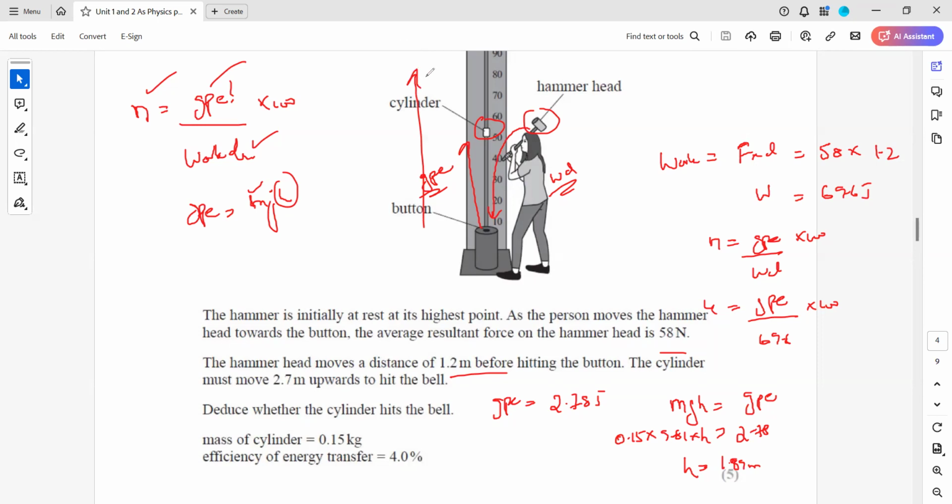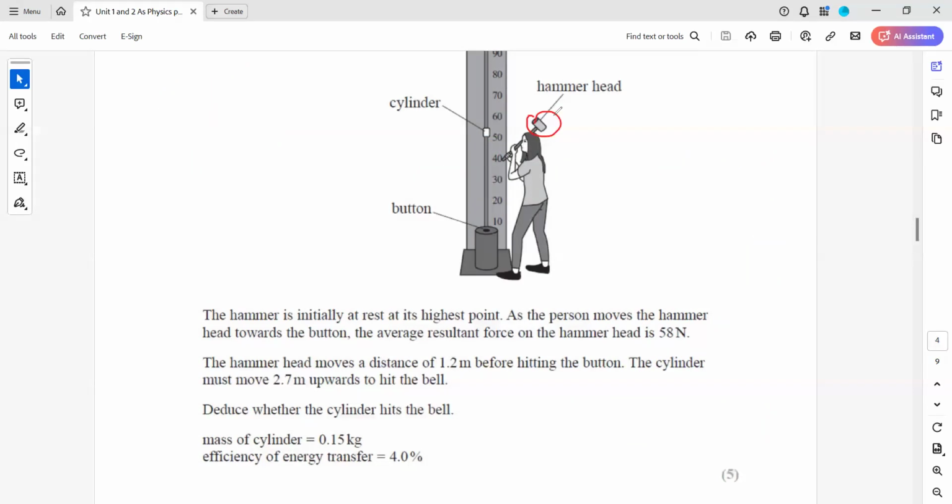Same thing about this question. What if they also give you the mass of the hammerhead? If the mass of the hammerhead was also given, then what will be the total useful input work done? In that case, the total energy used will be equal to the work done plus the gravitational potential energy of this hammerhead.